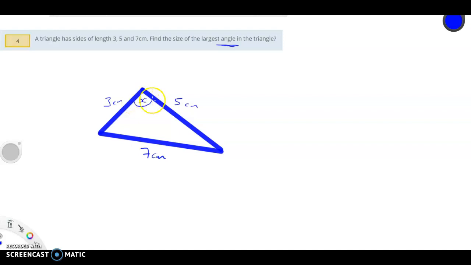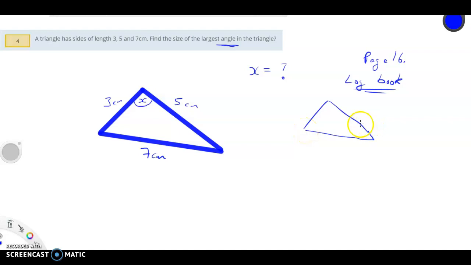So we'll label that angle X. Our mission now is to find out what is the size of X in degrees. Right, now if you go to page 16 in the logbook, the log tables, with trigonometry of the triangle, we have a wee triangle there on the top of the page, and the sides are labelled B, C and A, right?